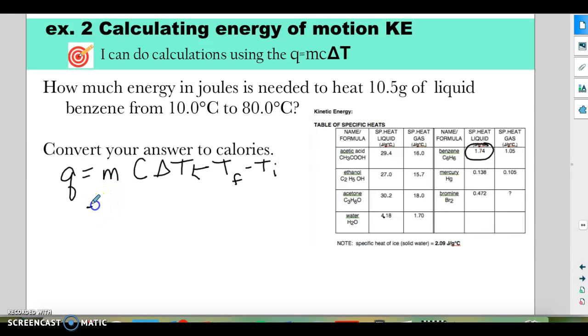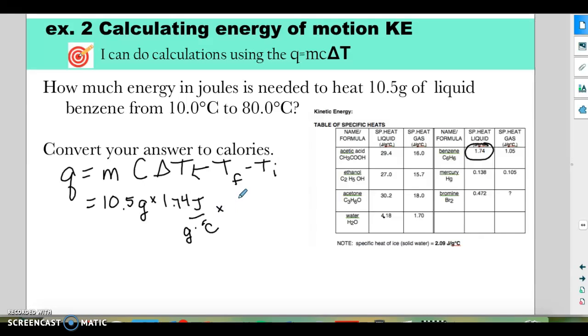So for this question, if I sub in my 10.5 grams, my specific heat of liquid benzene, did I pick the wrong one? My specific heat of liquid benzene. So my specific heat of benzene is 1.74. So I would sub that in. And you don't have to, but I like to put the label because then everything can cancel out.